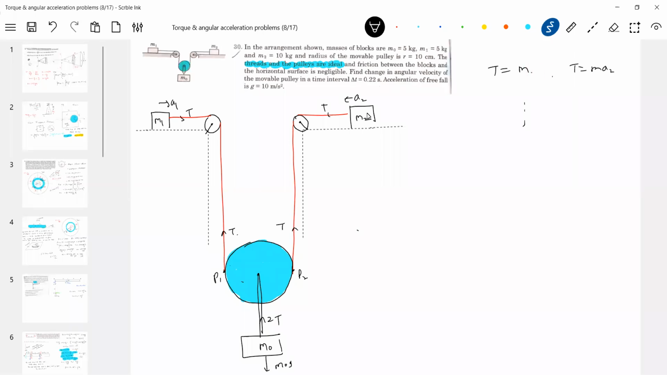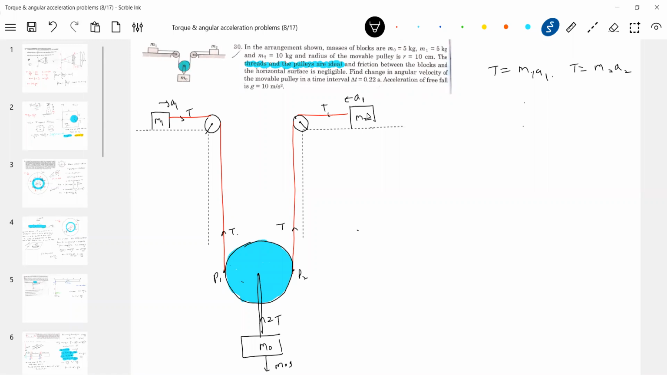M1 A1, then on the right block M2 A2. Sorry, M1 A1 equals T, equal to M2 A2. So why should the accelerations be different? The same force is acting, but the masses are different. So therefore M1 A1 equals M2 A2.